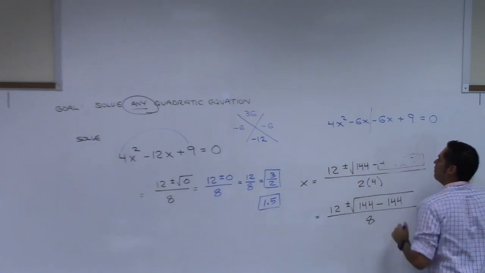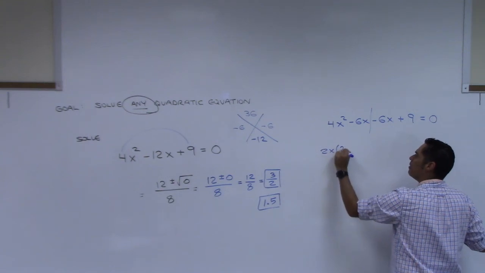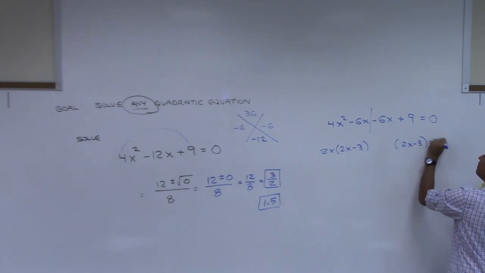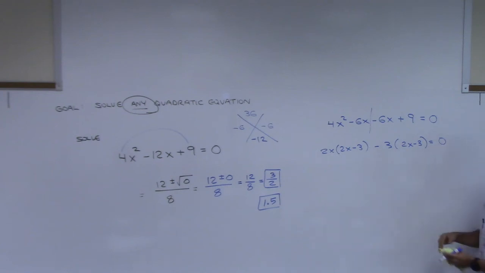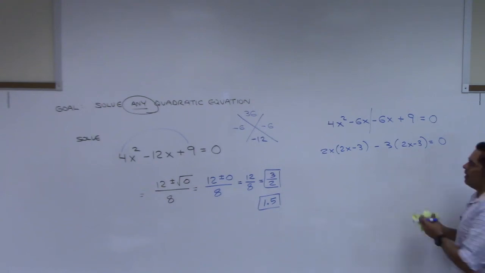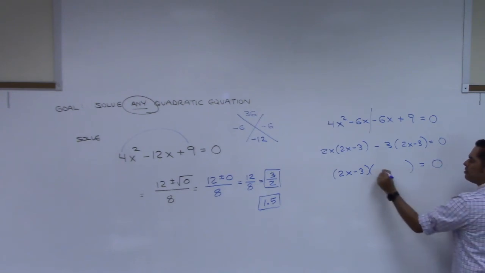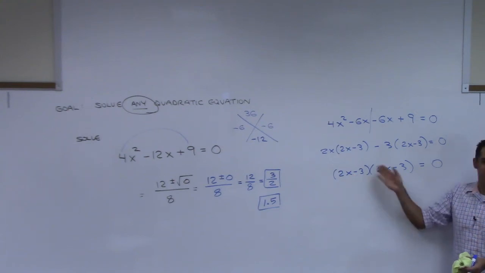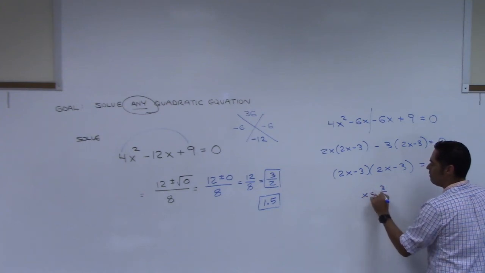Y'all know what I'm doing here? I would have split it here. I would have factored out a 2x here and been left with 2x minus 3. And then over here I would need 2x minus 3. So I would pull out a minus 3 again, because this would give me negative 6x and this would give me positive 9. And so now it would be 2x minus 3 times 2x minus 3 again. And these are identical, aren't they? And so you set each one of them equal to 0, and you're going to get the same answer both ways. You're going to get x is 3/2.